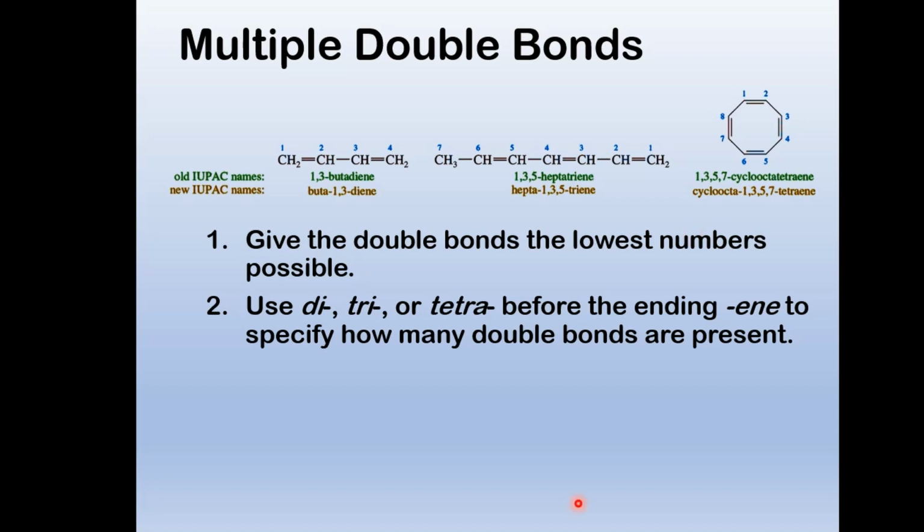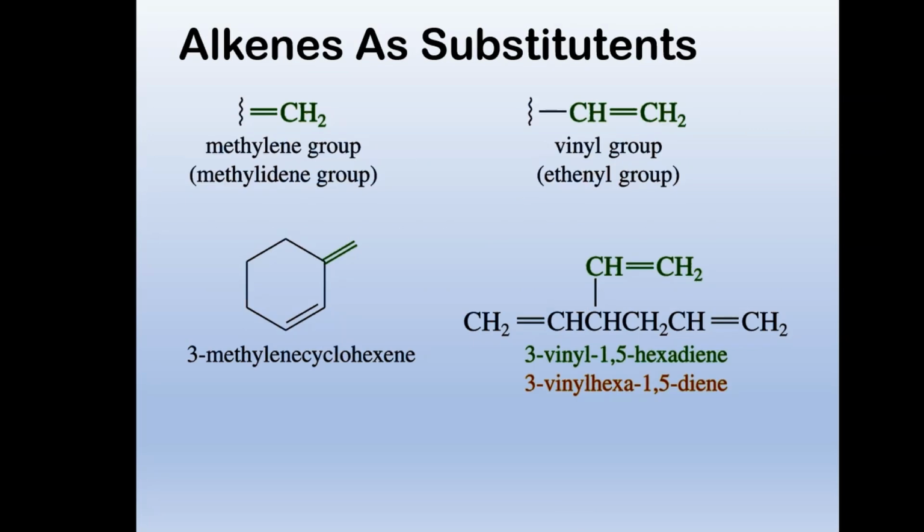Any questions? Alkenes as substituents. So here's a double bond and it's bonded to something else. We've got to name this as a substituent. We're going to name this as methylene.